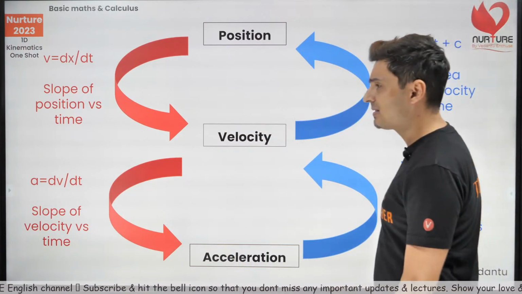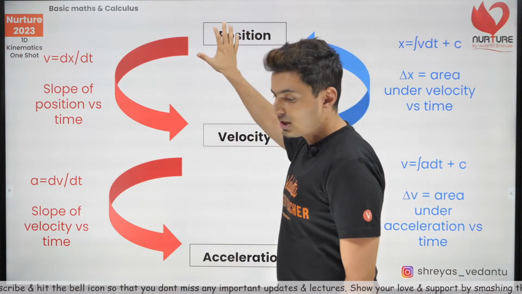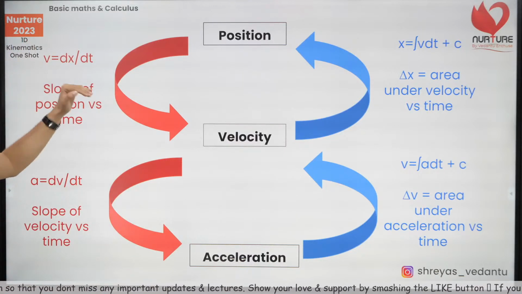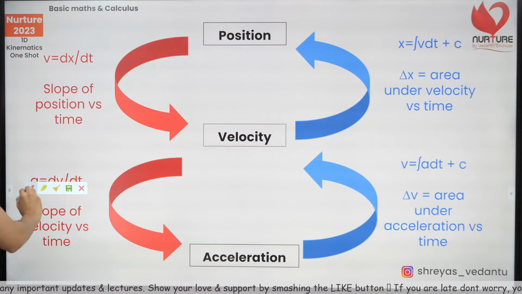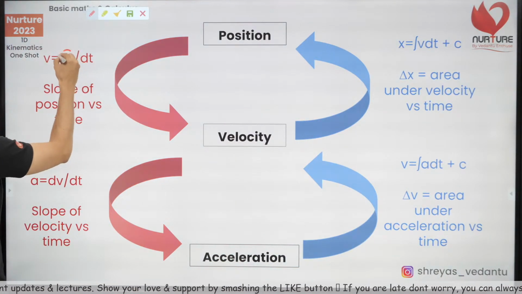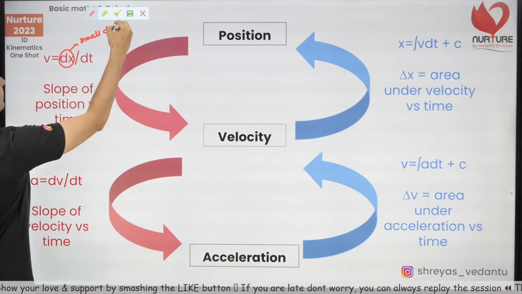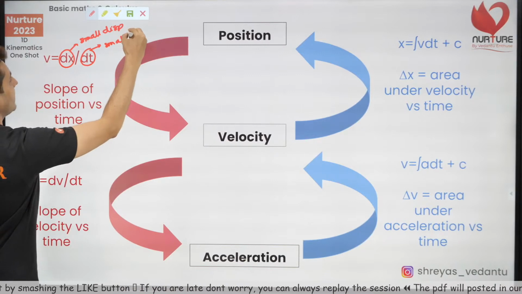Let's quickly go to basic maths, calculus part. Whenever you are given position and you want to find velocity, velocity is rate of change of position. So it is dx by dt. Remember that. It is the derivative. This dx is small displacement and this dt is nothing but small time.